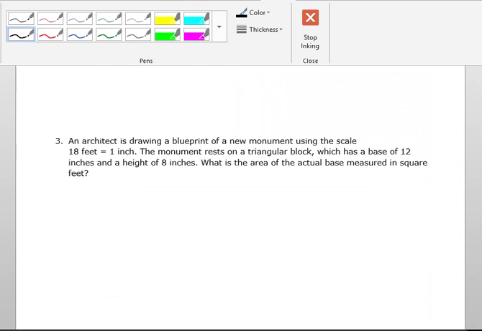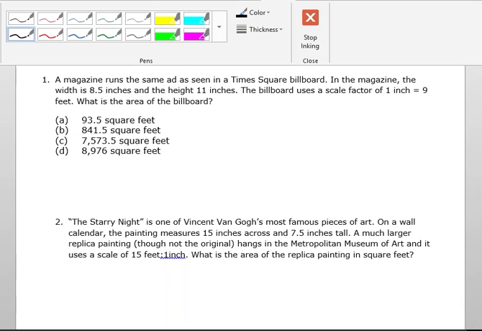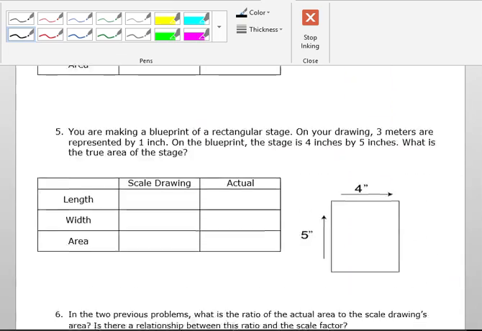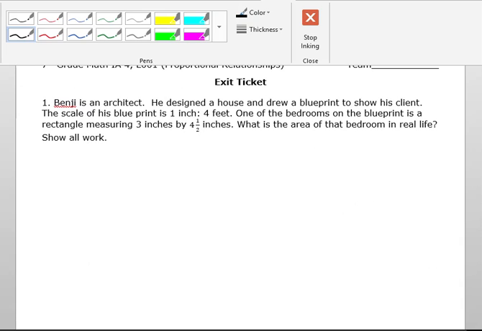Okay, and because the exit ticket got a little messed up, I'm going to do the exit ticket, and then we'll do a little bit of the homework. Moving on down. Okay, exit ticket. And I know we set up some work for this today.